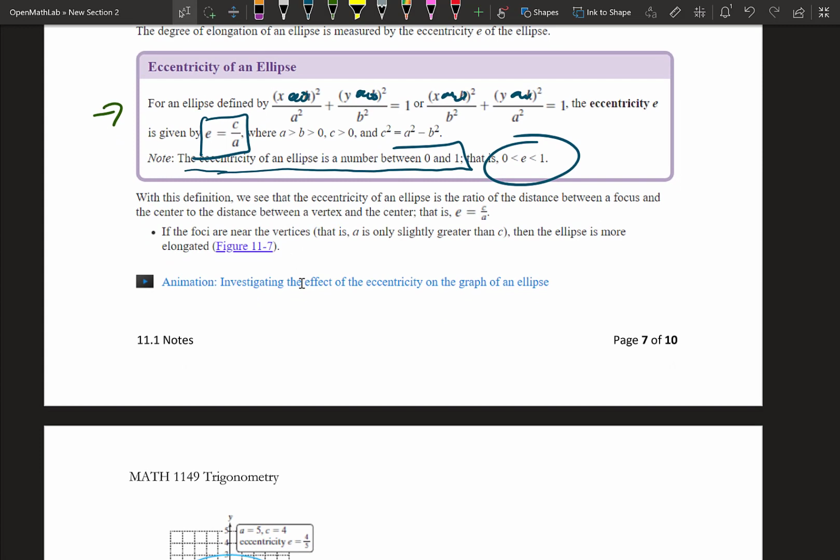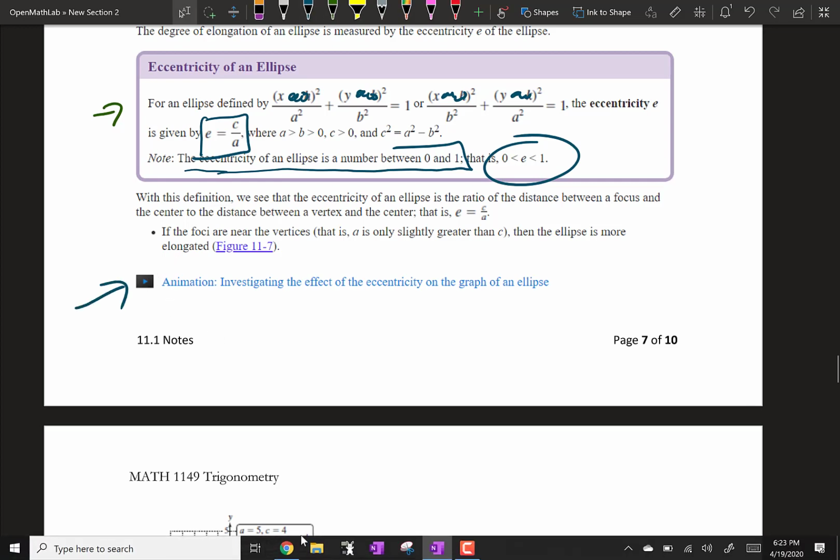With this definition, we can see that the eccentricity of an ellipse is the ratio of the distance between a focus and the center to the distance between a vertex and the center. That is, e equals c divided by a. Next, I want to show you an animation that's actually in the textbook, in the ebook.